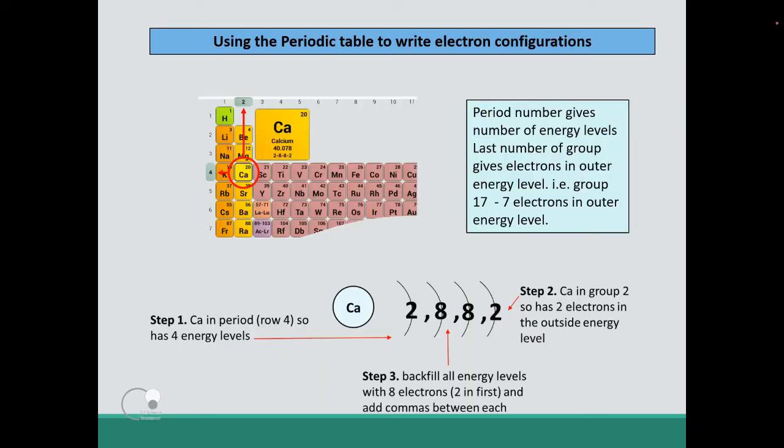We can use the periodic table to write electron configurations by seeing which group it's in. In this example, calcium is number 20, and it's in group 2, or column 2, and row or period 4. The last number of the group, group 2, tells us it's going to have 2 valence electrons. It's in row 4, so it's going to have 4 shells: 2, 8, 8, 2. That's 1, 2, 3, 4, 4 shells altogether. The last shell is the group number, 2, and that's how we write the electron configuration.